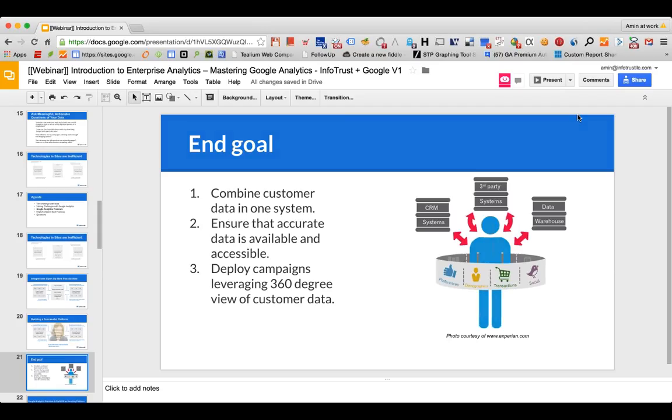And we have been mentioning DoubleClick integrations and attribution, which we will deep dive into in the session today. The main point is actionability. For actionability, it means we need concrete ways to turn these customer insights into action to acquire, engage, and retain your customers. So the end goal is to combine customer data in one system, ensure that accurate data is available and accessible, and deploy your campaigns leveraging this 360-degree view of customer data.